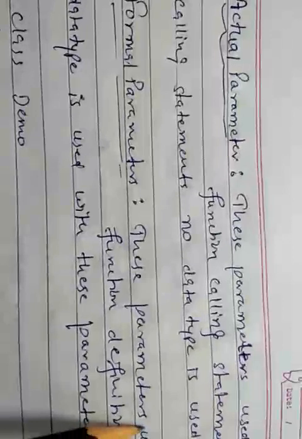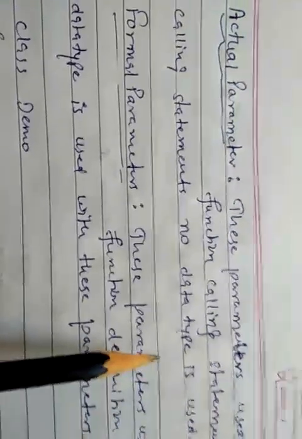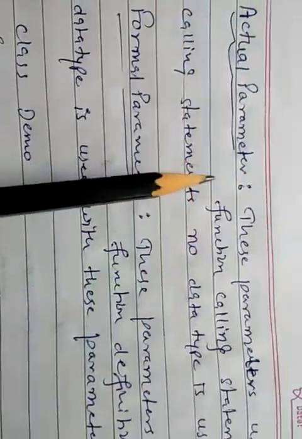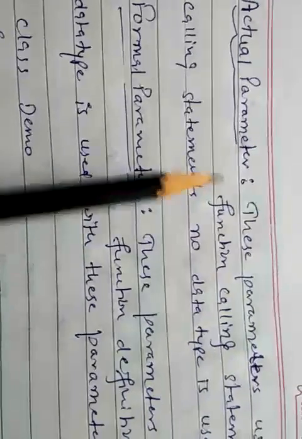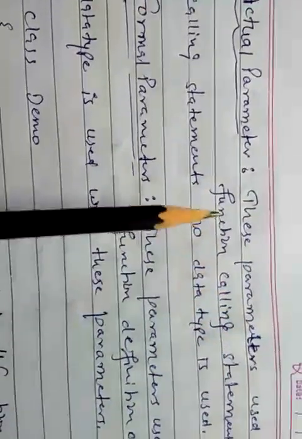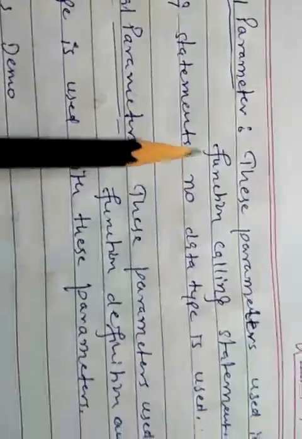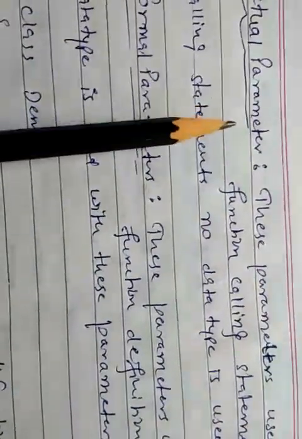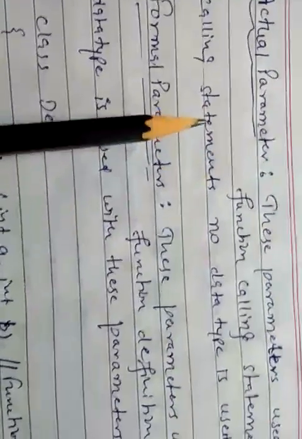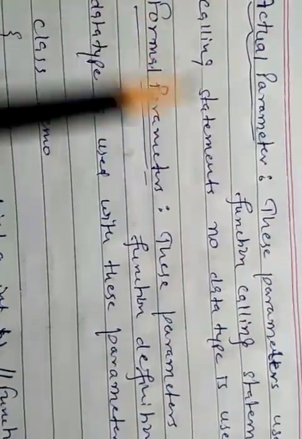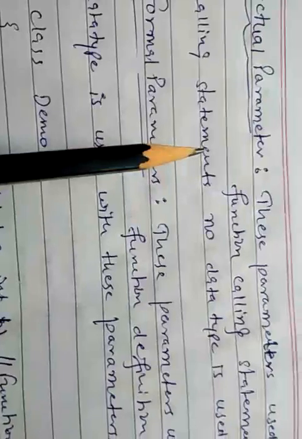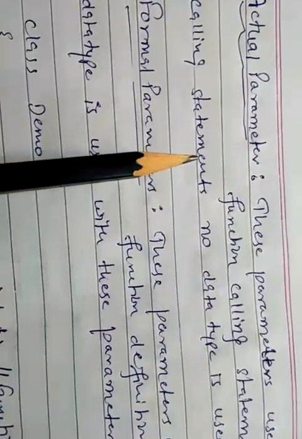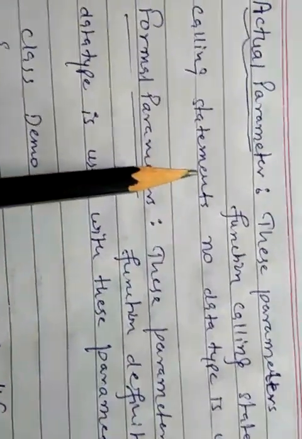Good morning students. So today I am taking the last part of chapter 5 and now the topic is actual parameters. The parameters which are used in a function calling statement or a function invoking statement are called actual parameters. In the calling statement no data type is used with actual parameters.